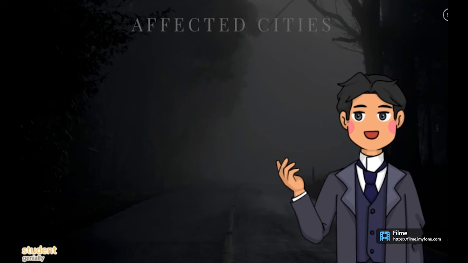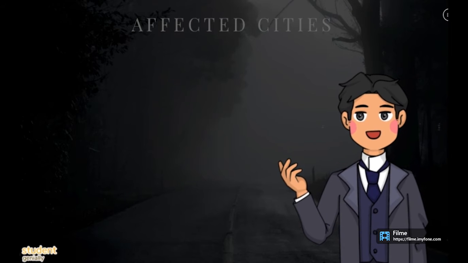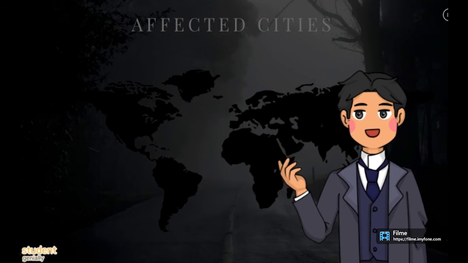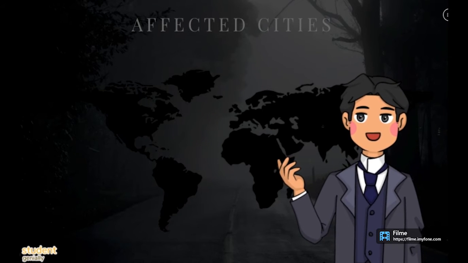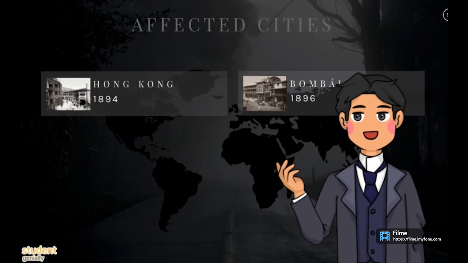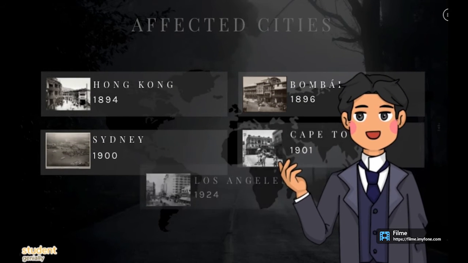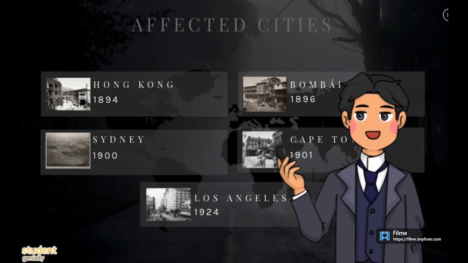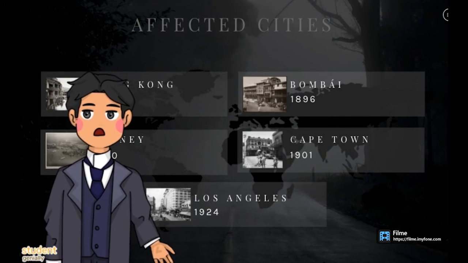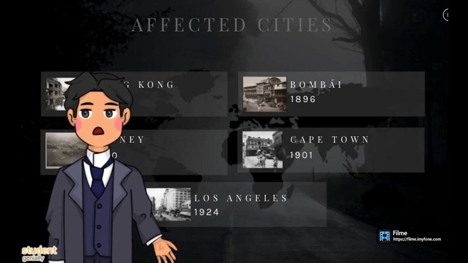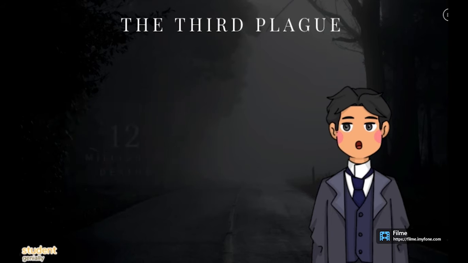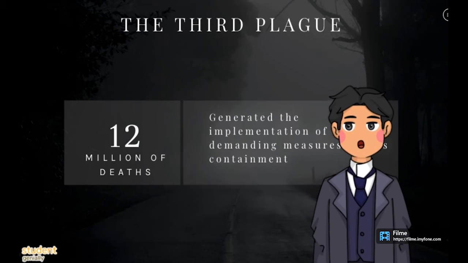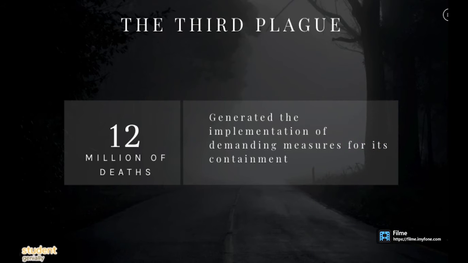For the first time in history and for more than a century, the bubonic plague spread to 5 continents. It became known as the third plague pandemic. It affected cities such as Hong Kong, Bombay, passing through Sydney, Cape Town, or Los Angeles in different periods. Latin America also succumbed to its effects, passing through Mexico, Bolivia, Brazil, Paraguay, Cuba, and Puerto Rico. The pandemic left some 12 million deaths and led to the implementation of extraordinary measures to contain them.